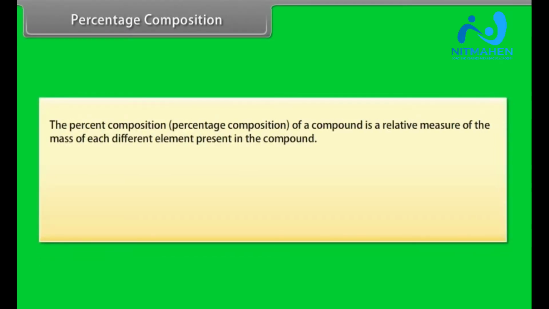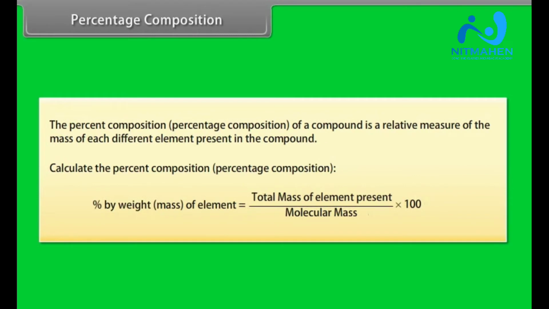Percentage composition. The percent composition of a compound is a relative measure of the mass of each different element present in the compound. Calculate the percentage composition by weight: mass percent of element is equal to total mass of element present divided by molecular mass into 100. Empirical formula and molecular formula.